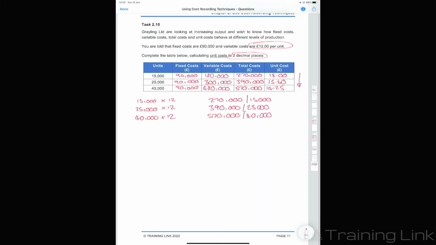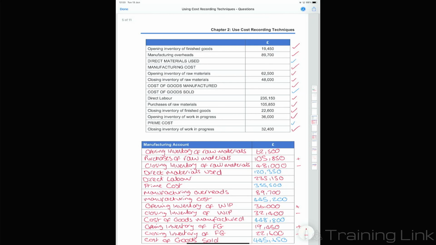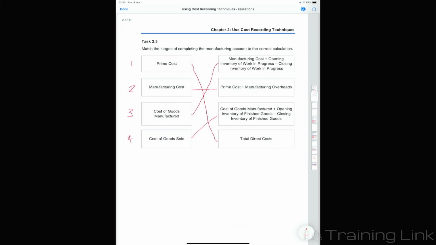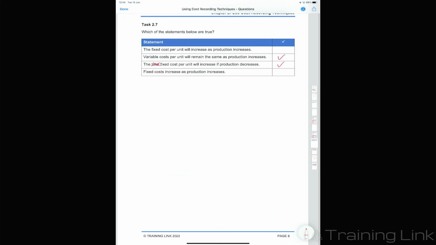Okay, so that covers everything within this session today. The key topic of this one, I'd say, is definitely the manufacturing account. Really make sure that you have some practice working through that so you can get familiar with the flow of that. Okay, think about all of the different types of costs that you're going to be dealing with and how that's constructed. Okay, and remembering those calculations will really help you in that full process.